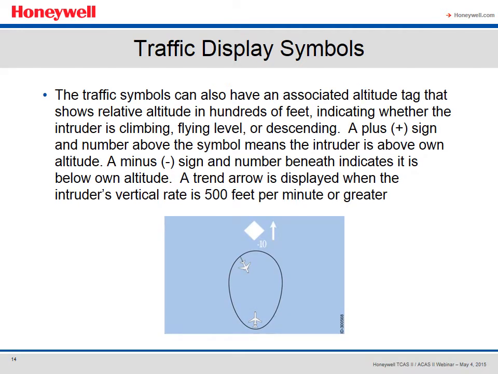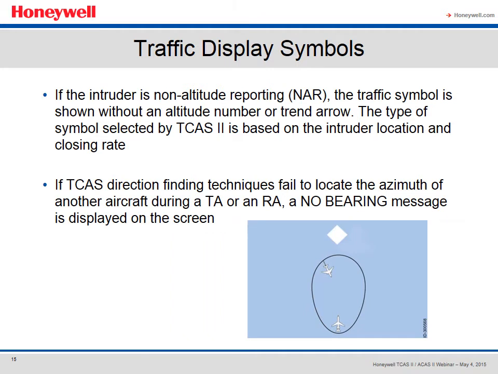The symbols can also have an associated altitude tag that shows relative altitude to your aircraft in hundreds of feet. The altitude increases or decreases to indicate whether the intruder is climbing, flying level, or descending. A plus sign and a tag above the symbol means the intruder is above your altitude, and a minus sign and a tag below the symbol means the intruder is below your altitude. A trend arrow is displayed when the intruder's vertical speed is 500 feet per minute or greater. If the intruder is non-altitude reporting, the symbol is shown without an altitude number or trend arrow.